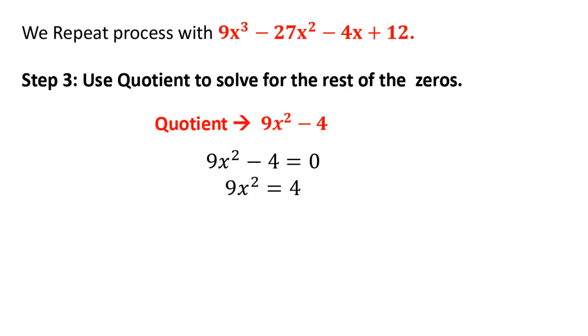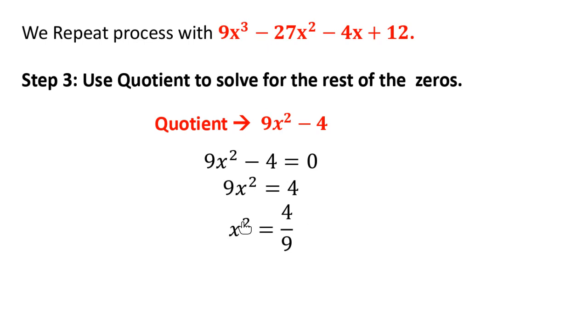So let's find the zeros using our square root property. The first thing that I'm going to do is add 4 on both sides. It's going to give me 9x squared is equal to 4. Divide by 9 on both sides. So we have x squared is equal to 4 over 9.